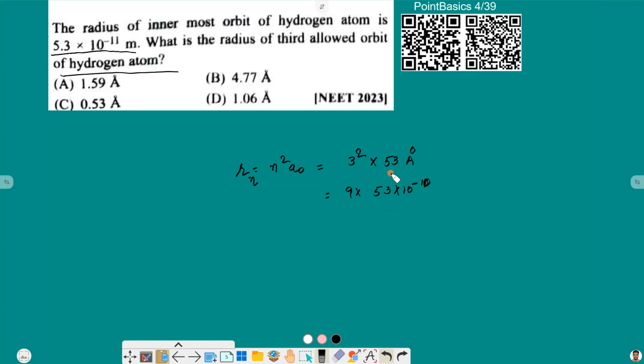Oh, sorry, a correction here, this is not 53 angstrom, this is actually 0.53 angstrom. So what I can do, I can write it like 5.3 into 10 raised to power minus 11. Now when we solve this, we will get 47.7 into 10 raised to power minus 11, that will be 4.8 into 10 raised to power minus 10. So that becomes 4.8 angstrom, and that is nearest to option B for us.